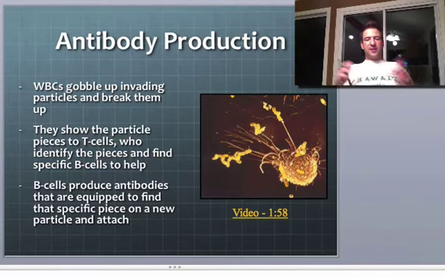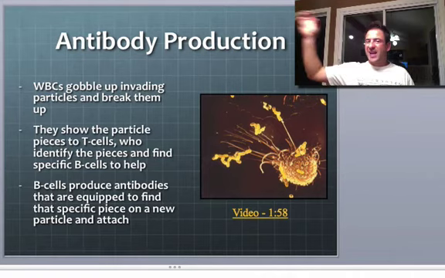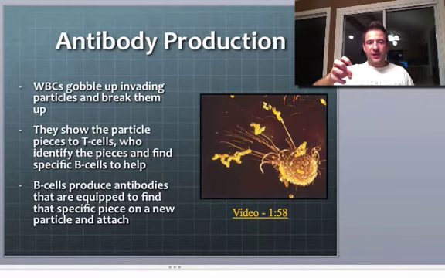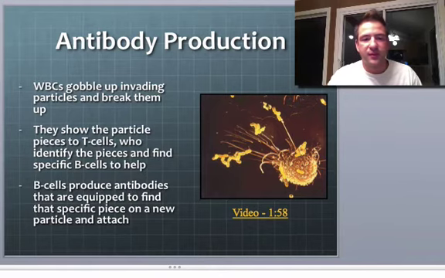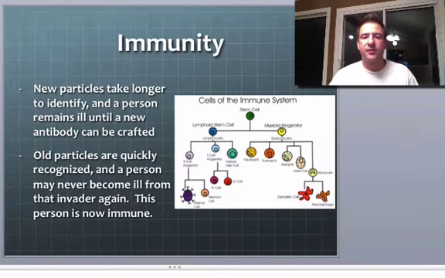Basically, the B cell's job is to help by producing antibodies that are equipped to find a specific particle and attach. The B cell's job is to produce antibodies so that those antibodies can attach to the foreign invaders and actually break them apart as well. So this is our third line of defense. This is how this works.